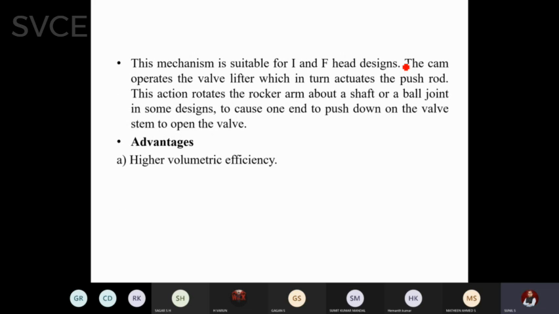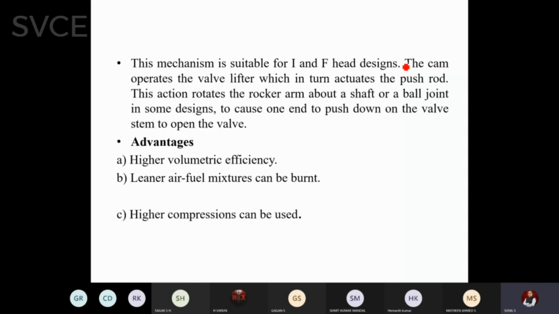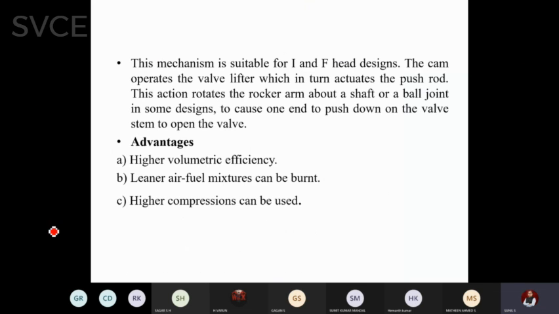Some of the advantages of the overhead valve mechanism are it has high volumetric efficiency, leakage will be almost nil, and leaner air fuel mixtures can be burned. Leaner means more amount of air and less amount of fuel. Even such mixtures can be easily burned, and you can use high compression ratios as there is a reverse movement of the rocker arm. Whatever the pressure is applied, the valve doesn't get open. So you can adopt very high compression ratios. These are some of the advantages.